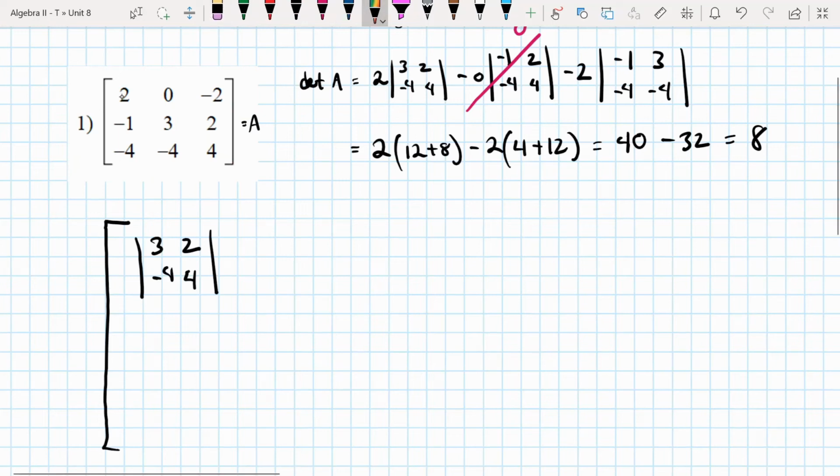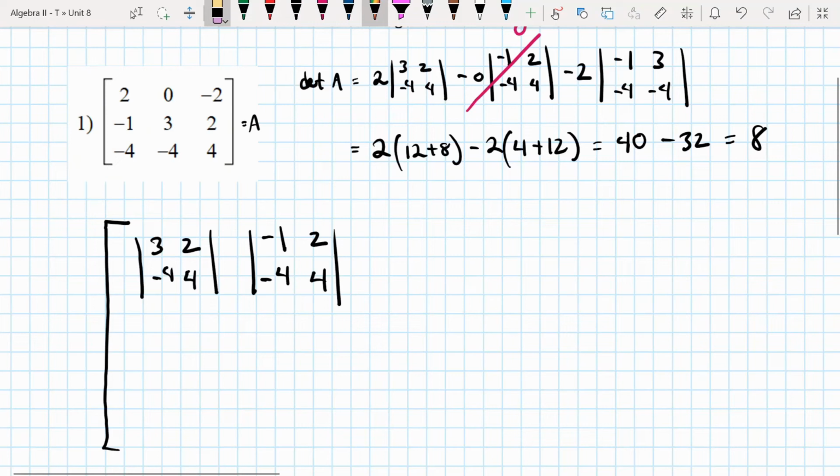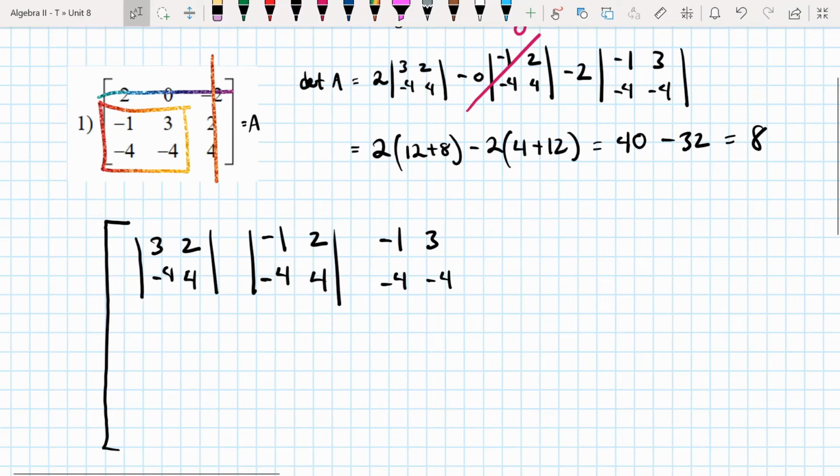The next determinant is going to be the first row and the second column. So we want this 2 by 2 matrix, or determinant. So negative 1, 2, negative 4, positive 4. Okay? To wrap up the first row, we're dealing with the first row and the third column. And so we want this matrix right here. So negative 1, 3, negative 4, negative 4. Okay, so that's the first row.